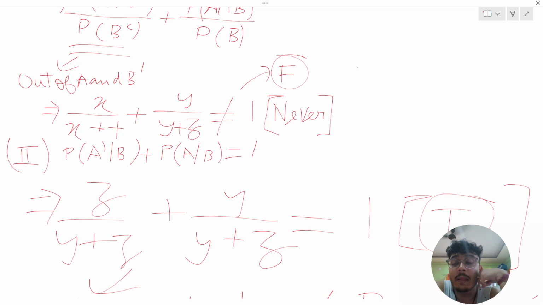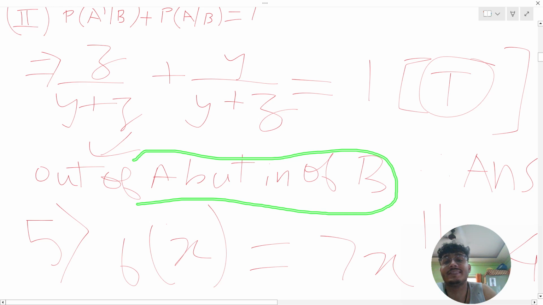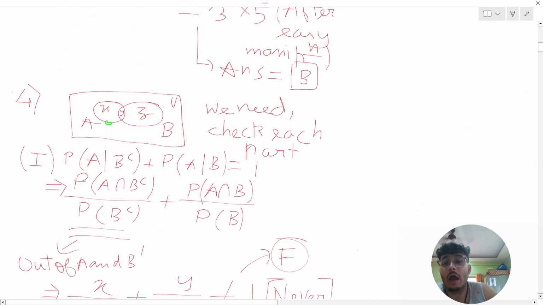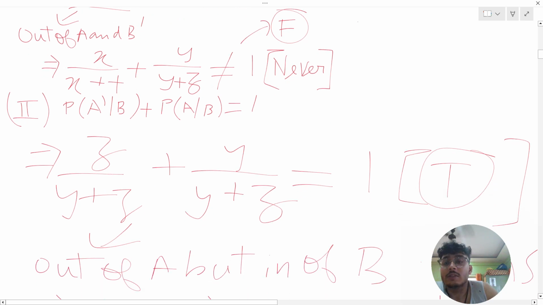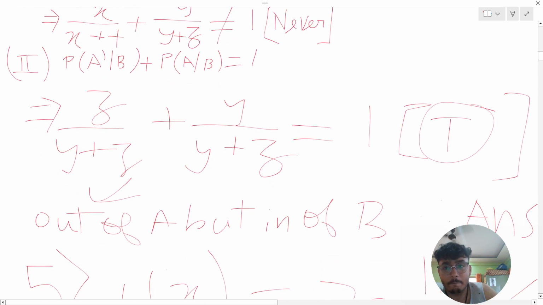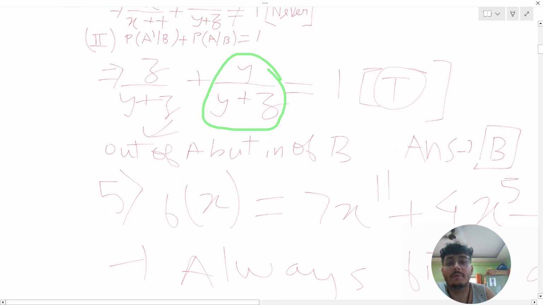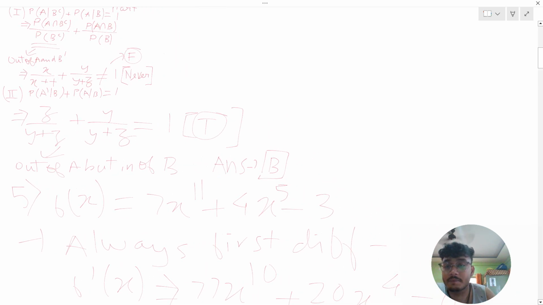Coming to the second statement, P of A complement slash B plus P of A by B equals 1. So P of A complement slash B is basically out of A but in B. Ultimately, if we see it, out of A but in B, my z is the only term which is out of A but inside of B. So z by y plus z, since P of B is y plus z. Similarly here, y by y plus z. This is 1, very easily visible.